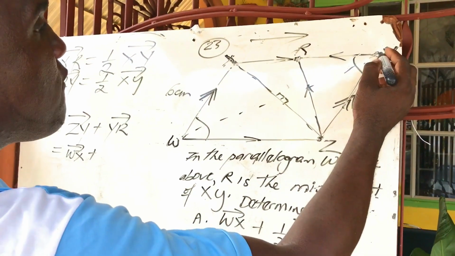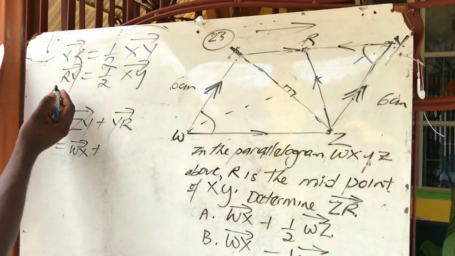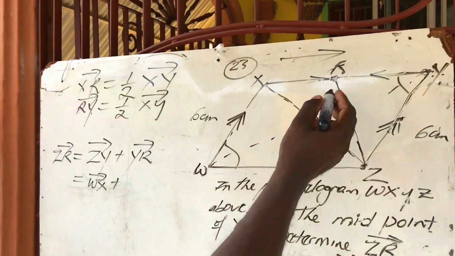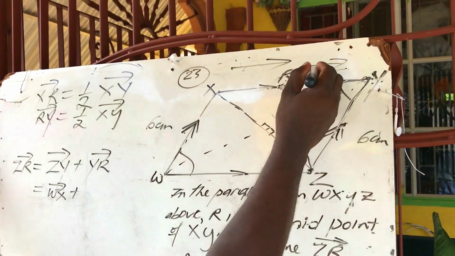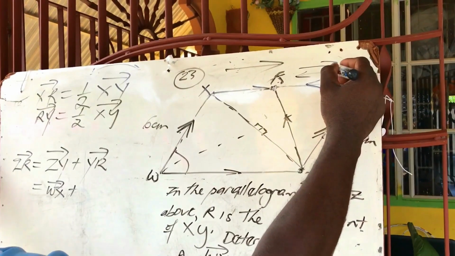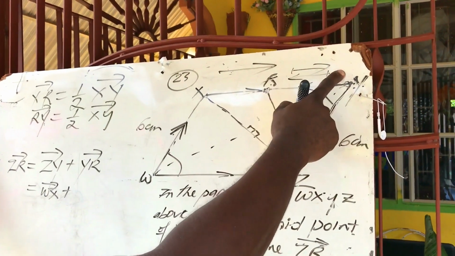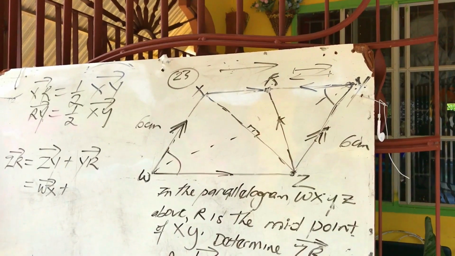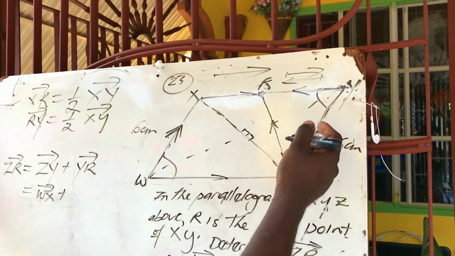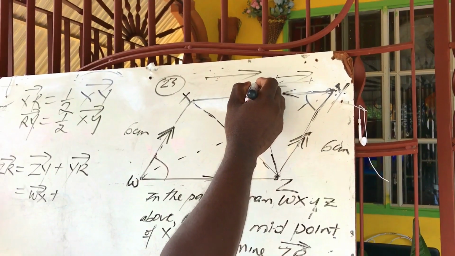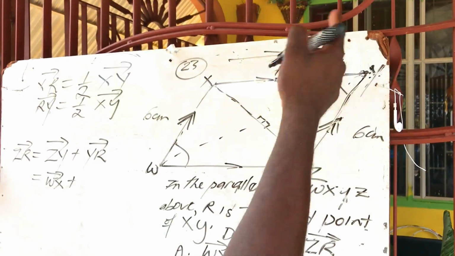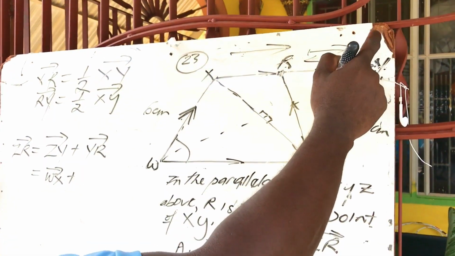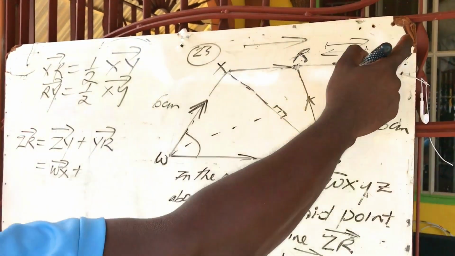But we are moving from Y to R. Now, what is the relationship between vector RY and vector YR? If you notice, RY is going in that direction, while YR is going in the opposite direction. Remember we said that they have the same magnitude, but they are going in opposite directions. And so we have to take into consideration that vector YR is not exactly the same as vector RY because of the opposite direction. And so vector YR is the negative of vector RY.